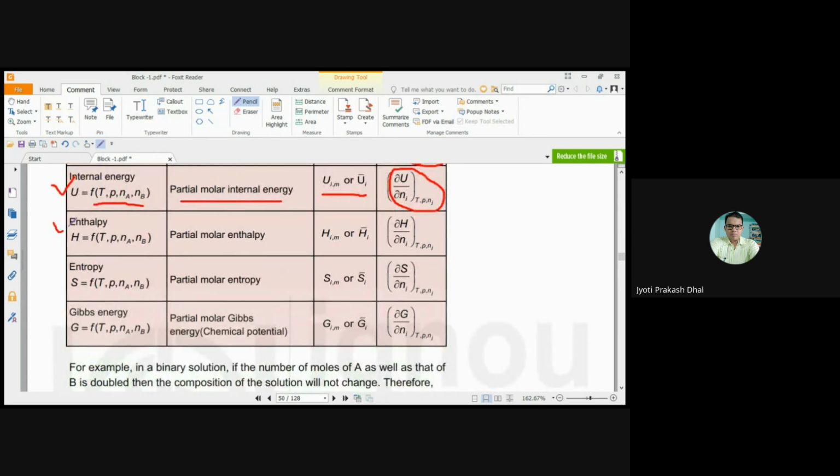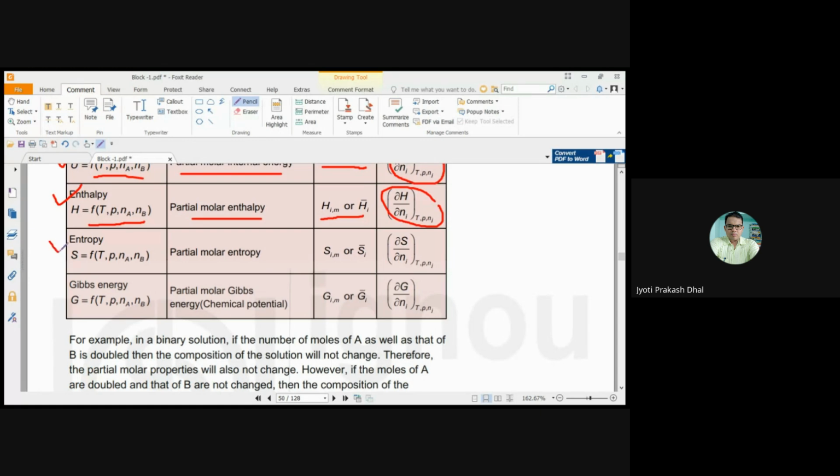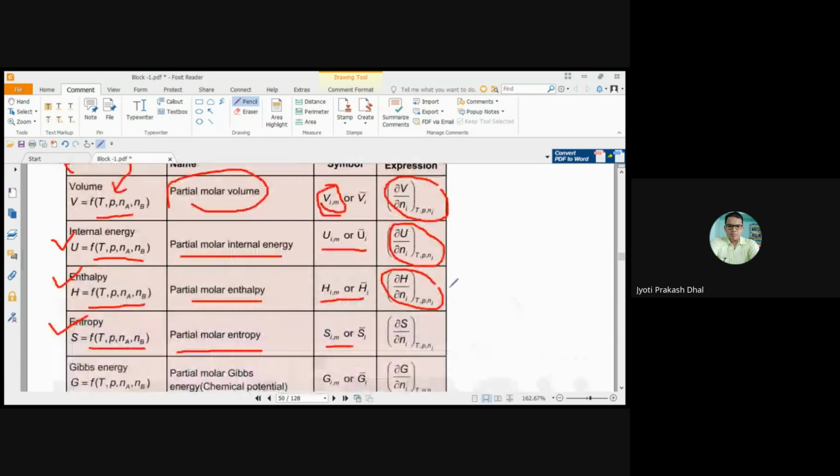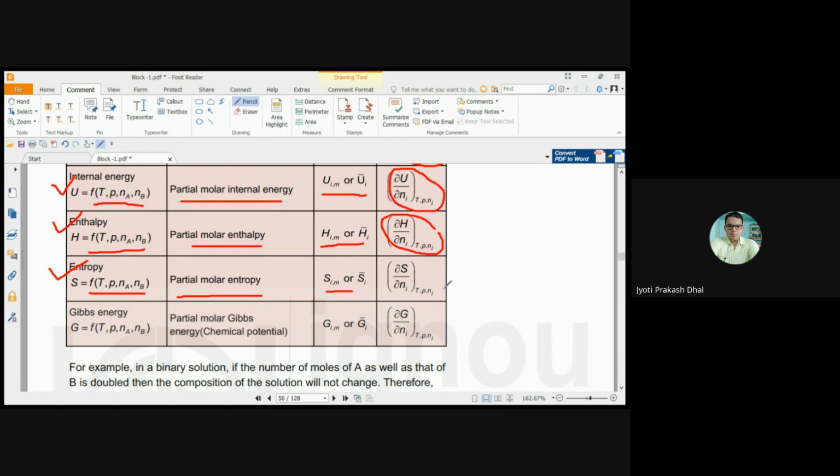Similarly, if you consider another extensive property, enthalpy, which is a function of temperature, pressure, number of moles of A and number of moles of B, that is called partial molar enthalpy, which can be represented as H bar i or H_im, and this is the expression of partial molar enthalpy. Similarly, we consider another extensive property, entropy S, which is a function of T, P, N_A and N_B, that is called partial molar entropy, and the symbol is S_im or S bar i. So this is the expression of partial molar entropy.